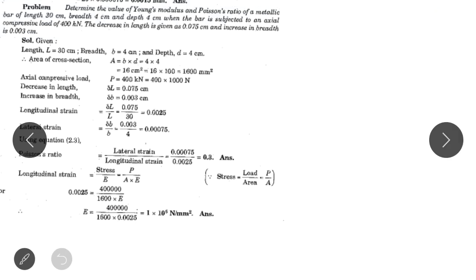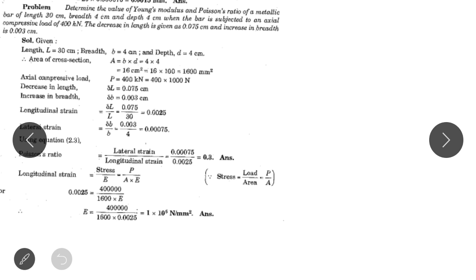The third problem, determine the value of Young's modulus and the Poisson ratio of a metallic bar of length 30 cm, breadth is equal to 4 cm and depth is equal to 4 cm, when the bar is subjected to an axial compressive load of 400 kN, decrease in length is given as 0.075 cm and increase in breadth is 0.003 cm. The given data of the problem is, length is equal to 30 cm, the breadth is equal to 4 cm and the depth is equal to 4 cm.